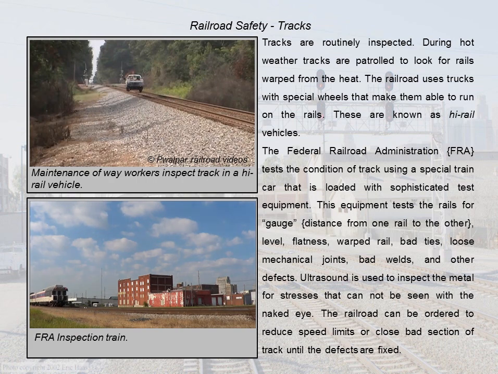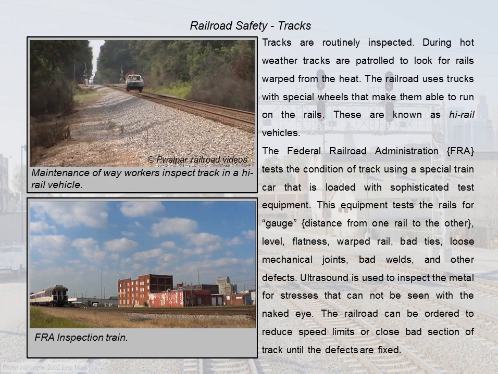Tracks are routinely inspected. During hot weather, tracks are patrolled to look for rails warped from the heat. The railroad uses trucks with special wheels that make them able to run on the rails. These are known as high rail vehicles. The Federal Railroad Administration, or FRA, tests the condition of tracks using a special train car that is loaded with sophisticated test equipment.